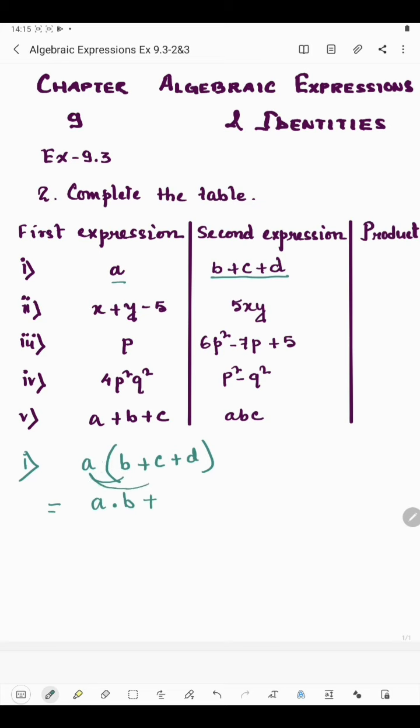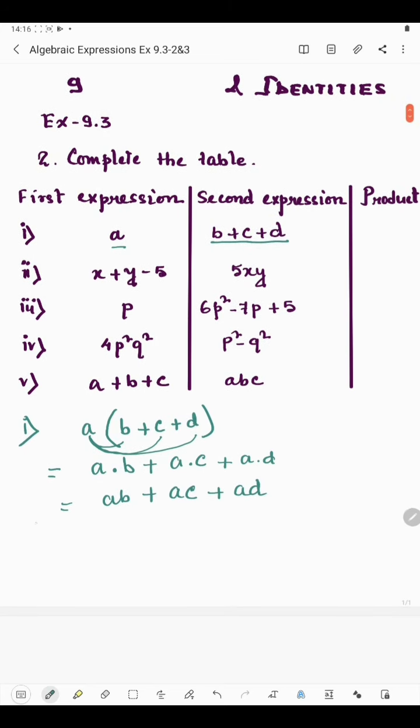Again the monomial should be multiplied by the second term of the trinomial, so it's A multiplied by C, and then again we have plus sign. Then the monomial should be multiplied by the third term of the trinomial, so it's A into D. So gradually we will have to multiply all the terms by the monomial. Okay, so A into B is AB plus A into C is AC plus A into D is AD. Okay, now coming to the second part.